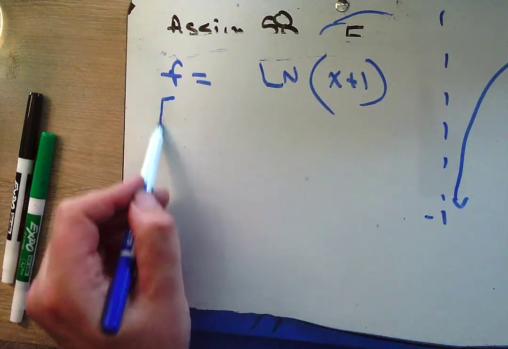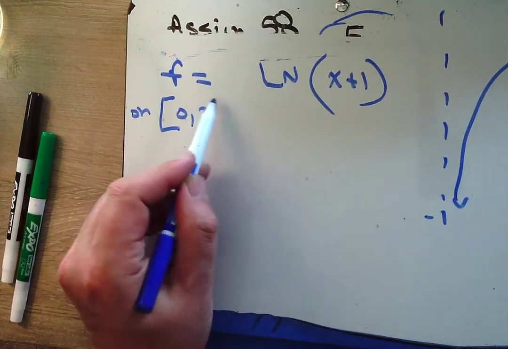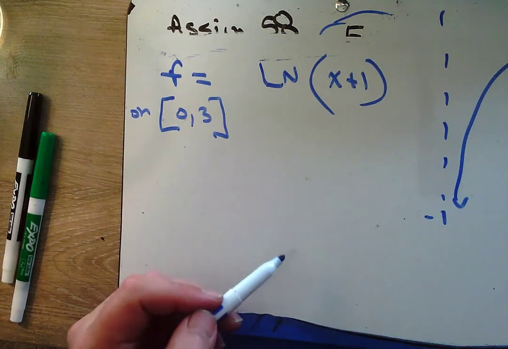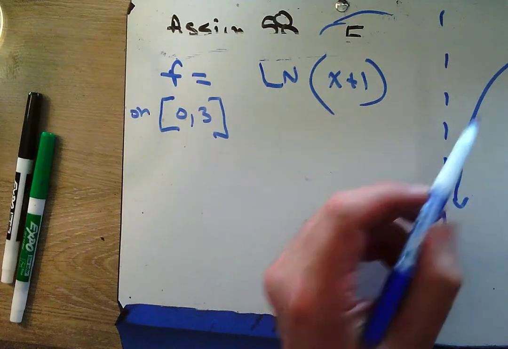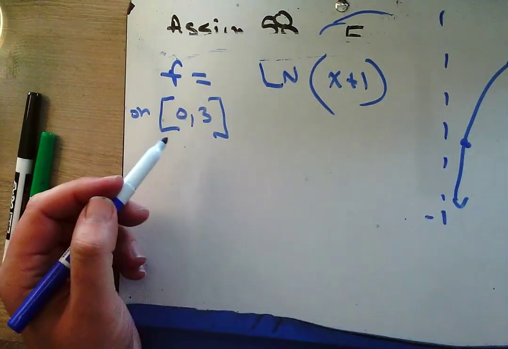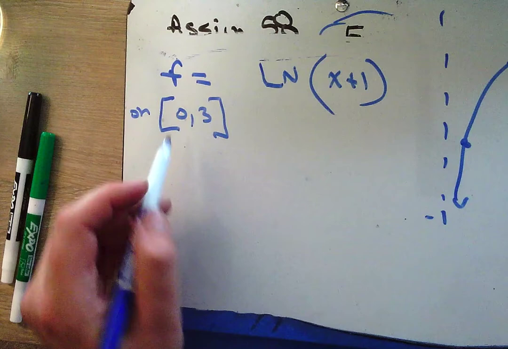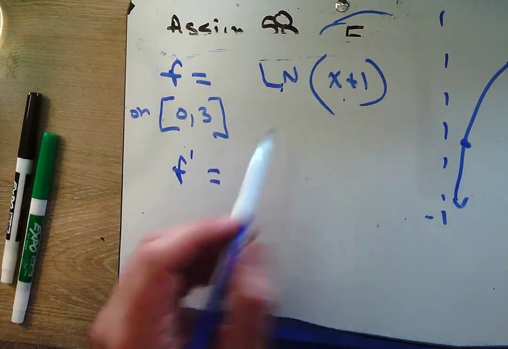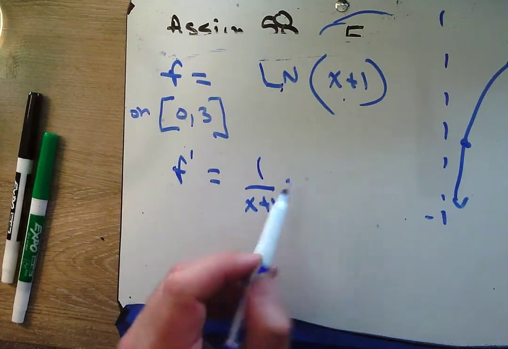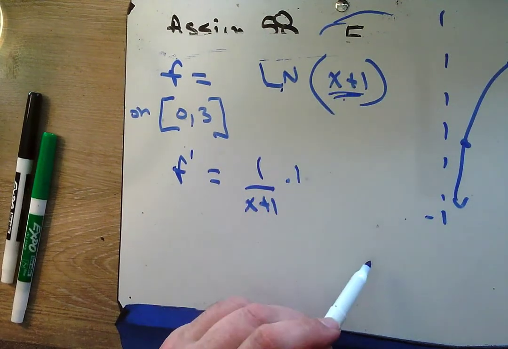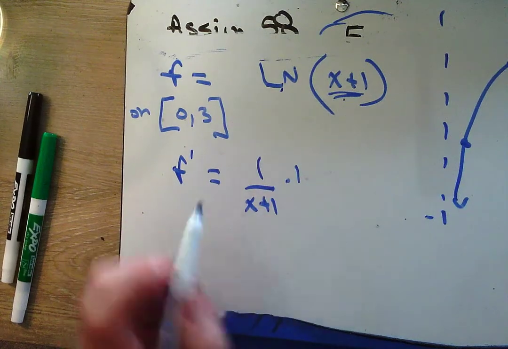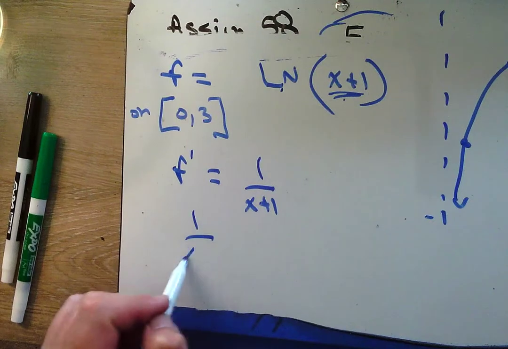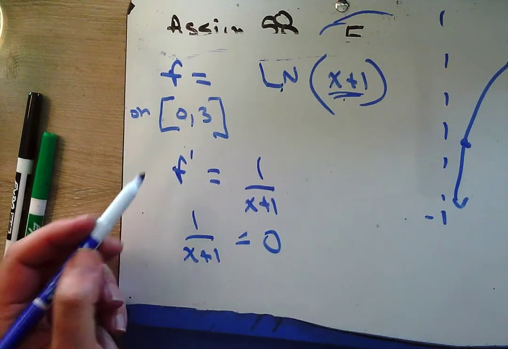So let's introduce the interval 0 to 3. Okay? All right. So on 0 to 3, here's 0 and here's 3. What happens with f prime? Well, we know how to take derivatives. Derivative of ln of stuff is 1 over stuff times the derivative of stuff. So tell me about this. Well, here I've got an f prime, 1 over x plus 1. Does f prime equal 0?